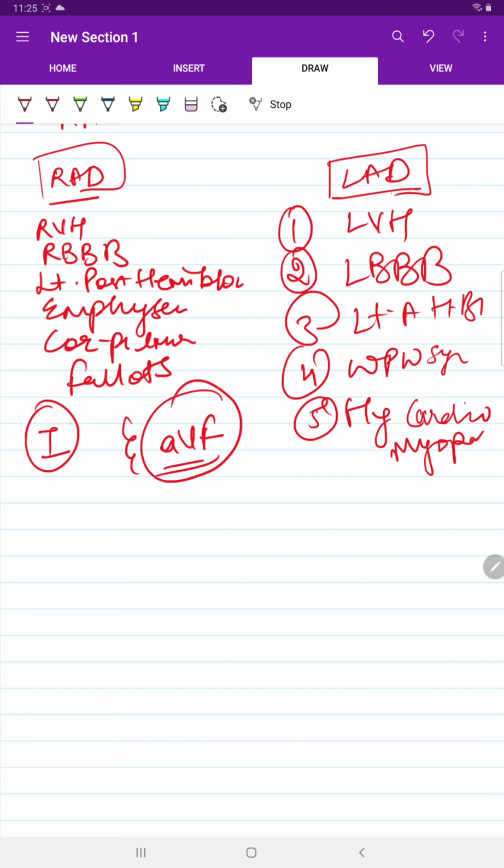Okay, these are the causes, and we need to look at lead 1 and lead AVF. If we go through this, it will be very easy for us to assess axis deviation.